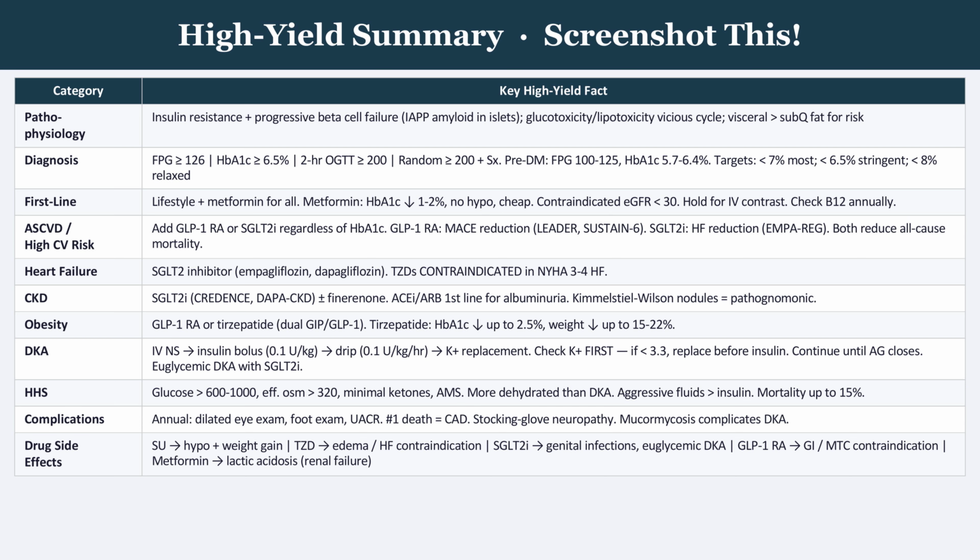And know your drug side effects cold. Sulfonylureas cause hypoglycemia. TZDs cause edema and are contraindicated in heart failure. SGLT2 inhibitors cause genital infections and euglycemic DKA. GLP-1 RAs cause GI upset and are contraindicated in MTC and MEN2. Metformin causes lactic acidosis and renal failure. If you know that table, you know diabetes management.